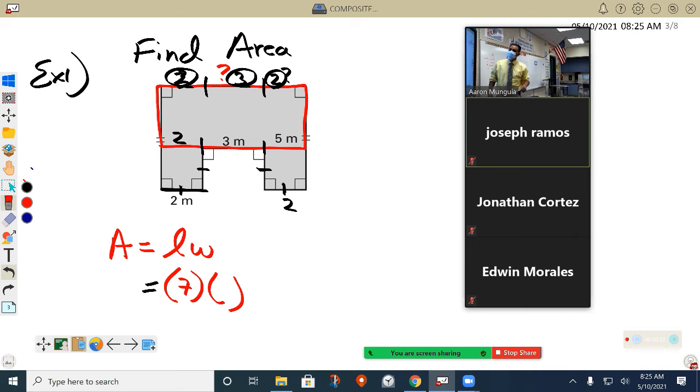How about the width? Someone besides Ramos. How about from here to here? I'll come back to you, Ramos, if no one gets it, but can someone give me the width of the rectangle? I know from here to here is five, but I want from there to there. Someone besides Ramos. Hold up, Ramos. I got you. Can someone give me the width? Take your time.